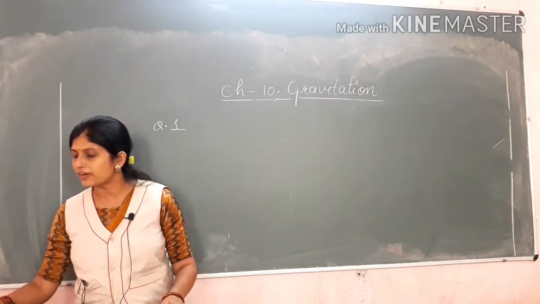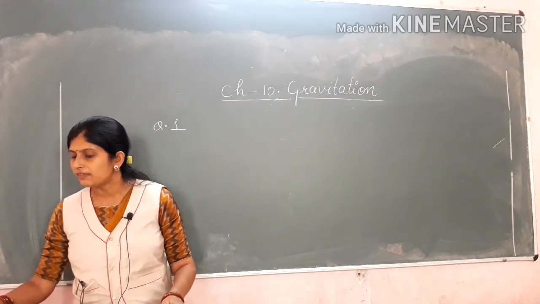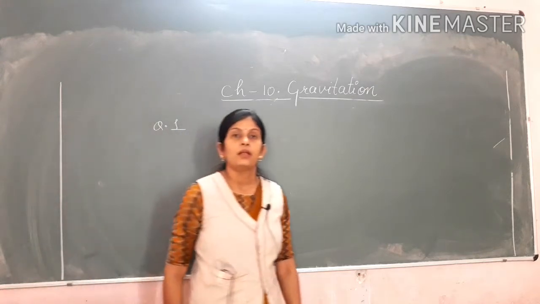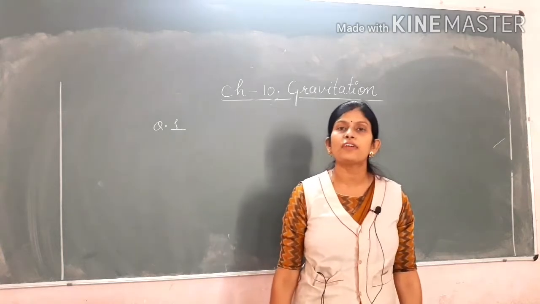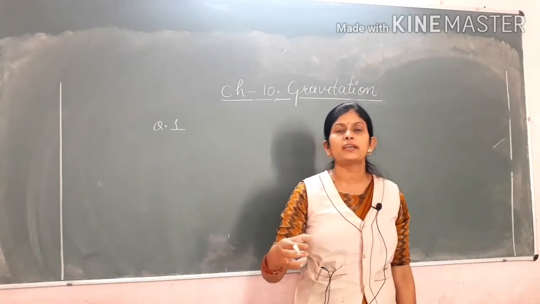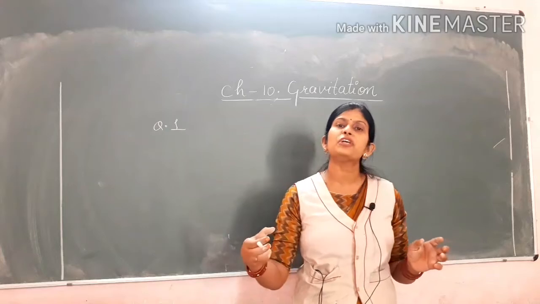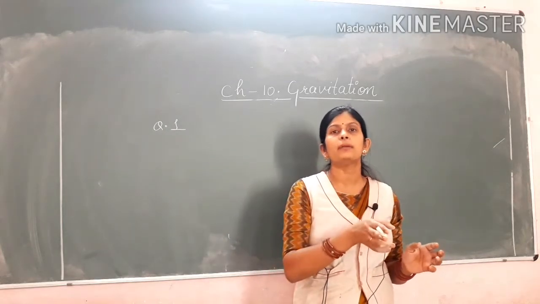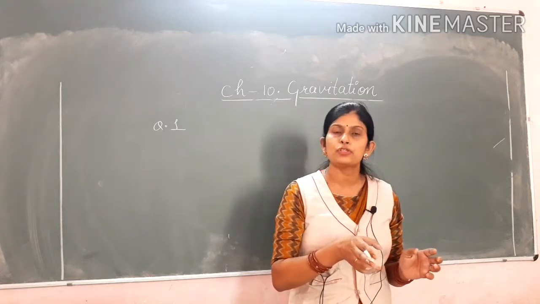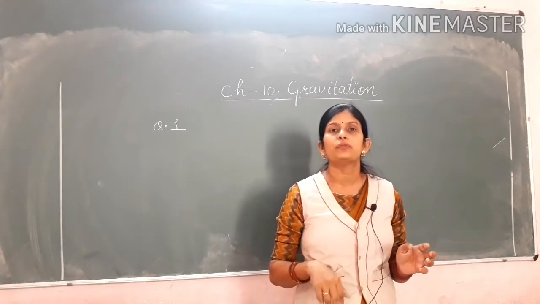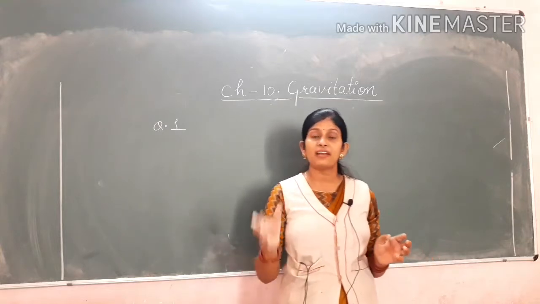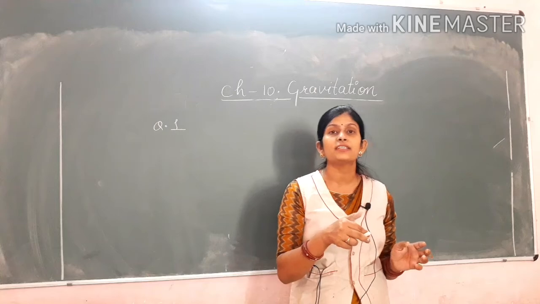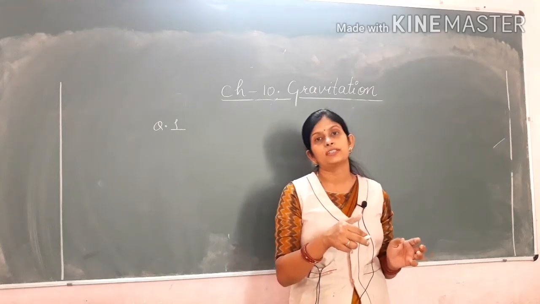How does the force of gravitation between two objects change when the distance between them is reduced to half? According to the universal law of gravitation, every object in this universe attracts other objects with a gravitational force which is directly proportional to the product of their masses and inversely proportional to the square of the distance between them. It means that gravitational force is inversely proportional to the square of the distance between the objects.